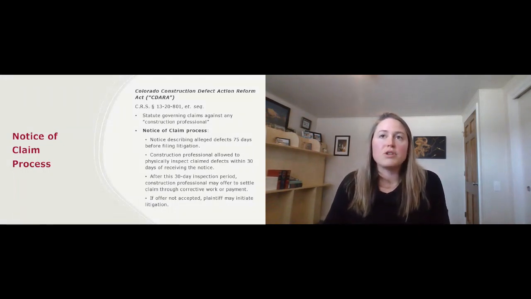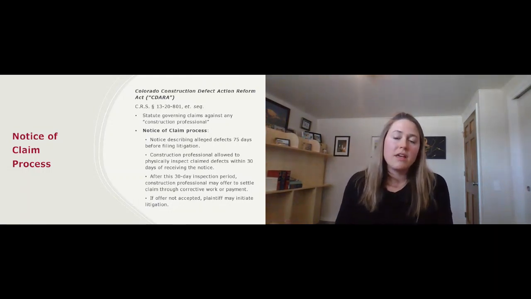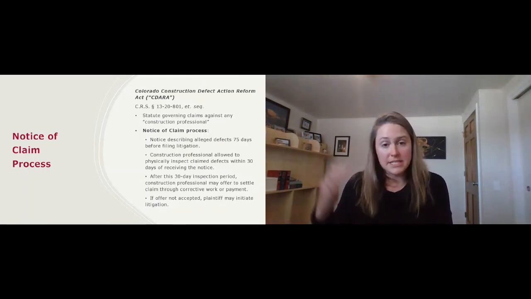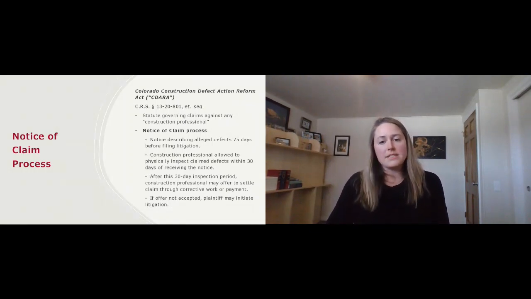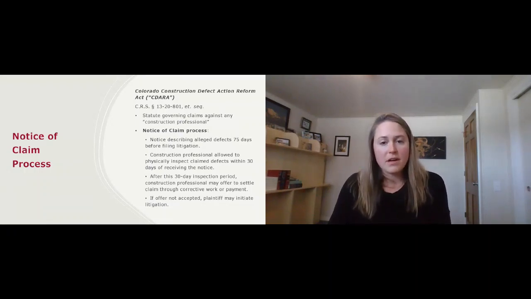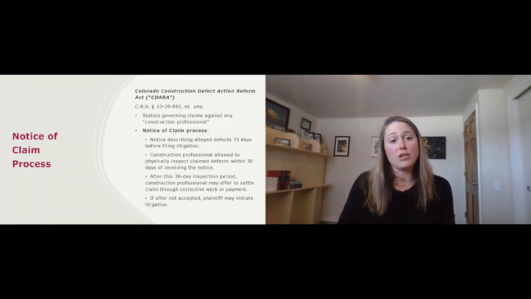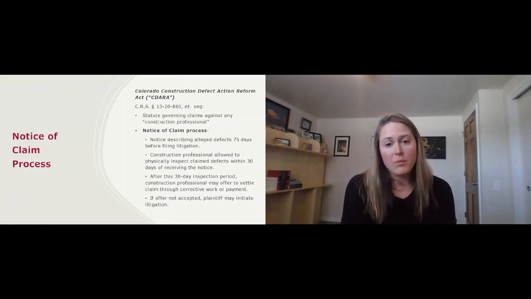It requires them to provide the construction professional with notice alleging the defects, basically detailing what is wrong that they're claiming, at least 75 days before filing litigation. And then in that notice, the construction professional will tell you, or at least they're supposed to tell you, what's going on, what they're planning to claim is defective.